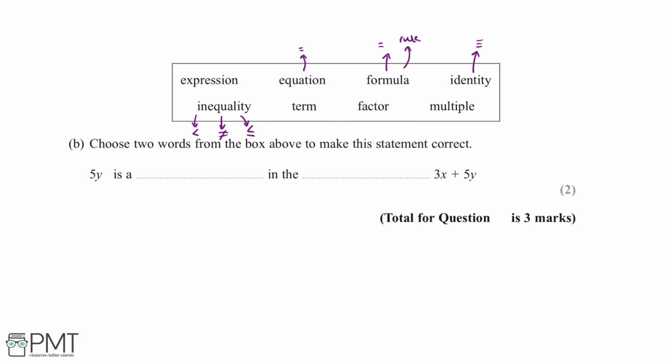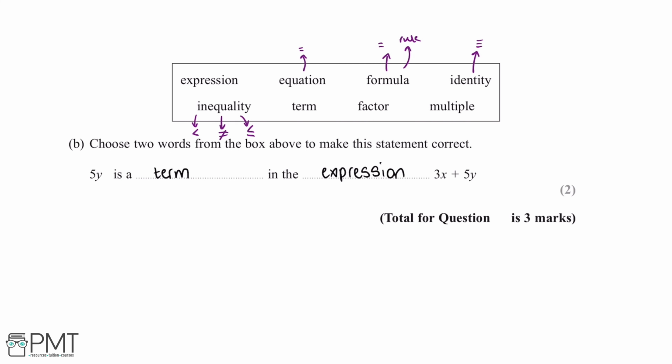So using these words, we can now fill in these gaps. 5y is a blank in the blank 3x plus 5y. So we can see that 5y is contained in this 3x plus 5y. However, it's not a factor or a multiple of it, meaning it's just a term. And then 3x plus 5y does not contain any equality or inequality symbols, meaning it's an expression. So 5y is a term in the expression 3x plus 5y.